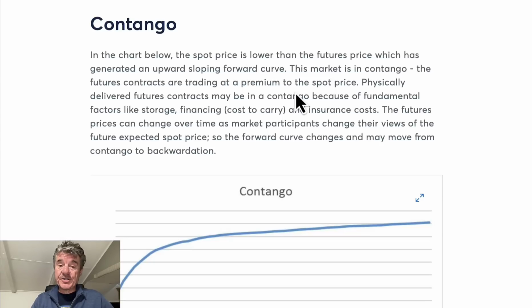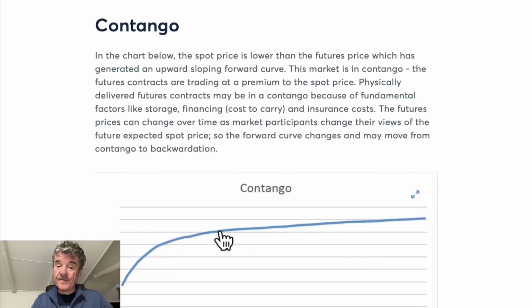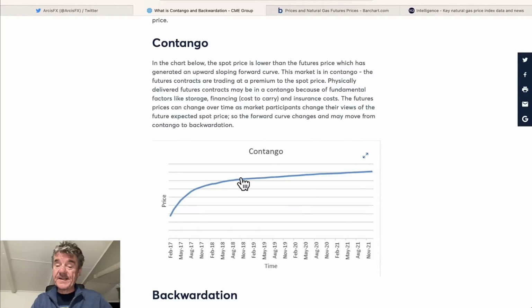Physically delivered futures contracts may be in contango because of fundamental factors like storage, financial costs, cost to carry, and insurance costs. Or what's not mentioned in this paragraph is that the current demand is higher than future demand is foreseen to be. The futures prices can change over time as market participants change their views of the future expected spot price, so the forward curve may move from contango to backwardation. This is an example of a contango forward curve. This is what we often see on natural gas.